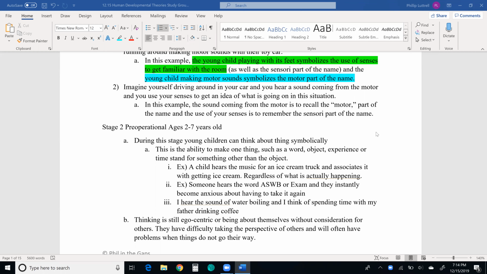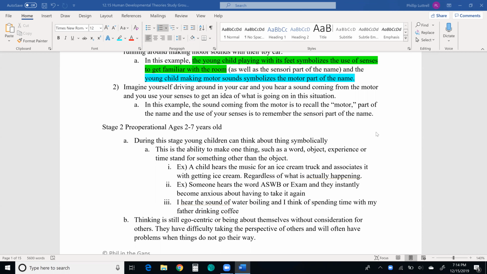Another example, someone hears the word ASWB or exam and they instantly become anxious about having to take it again. They don't have to be in the exam room. They don't have to see the actual exam. They just hear words and cues and automatically can experience that situation or know what it would feel like to be in that situation again.